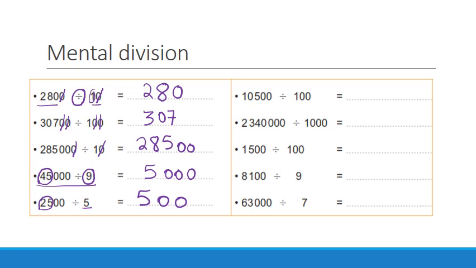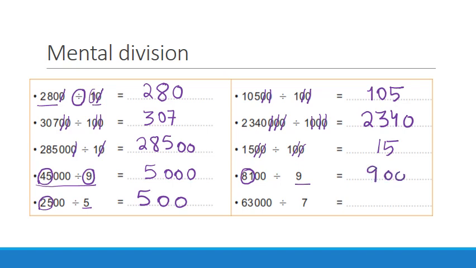In the second column, the same thing. I have here two zeros, so I cross them out, and what's left is 105. Here I have three zeros. I continue to cross out three zeros, so what's left is 2340 only. Now I cross out another two zeros, and what's left is 50. This one I don't have zeros in the divisor, so I just divide the numbers. 81 divided by 9 is 9, and I add two zeros. The last one also, 63 divided by 7 is 9, and three zeros.